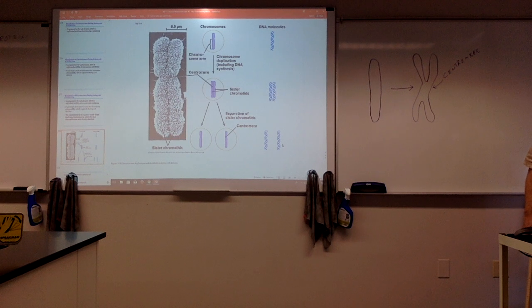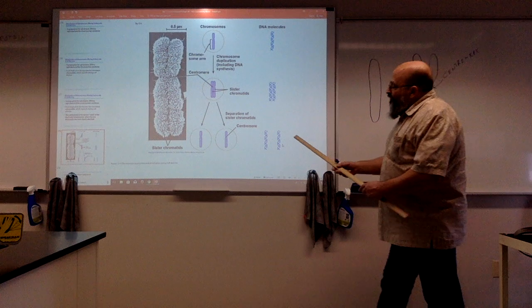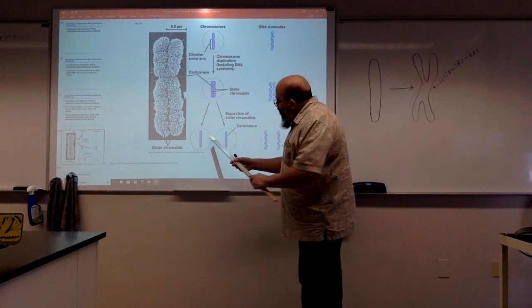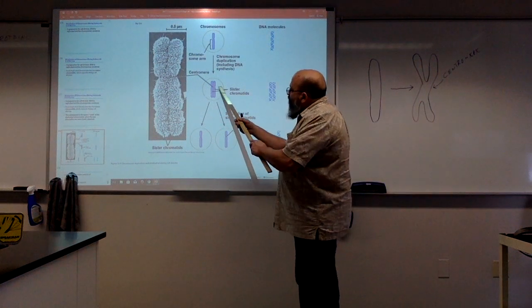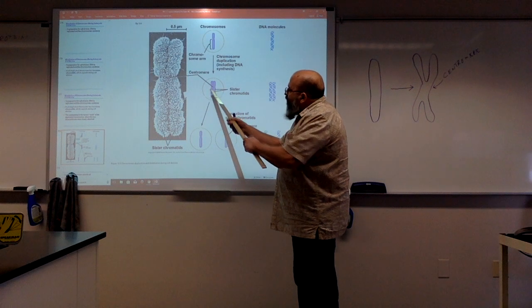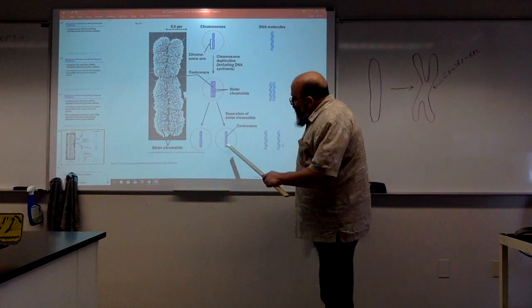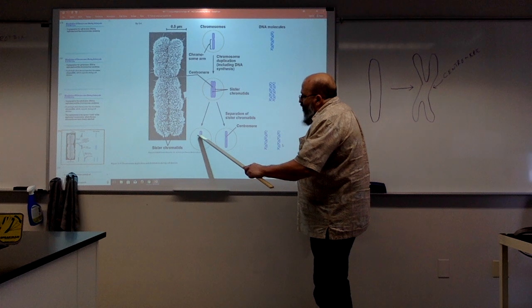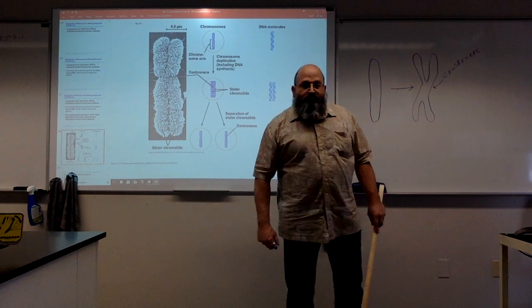So it still keeps that centromere even when they're not attached anymore? What's that? The centromere is always there even when they're not attached? The centromere is actually this part and this part. Yes. And the centromere is the region at which they attach, but each chromosome has to have a centromere.